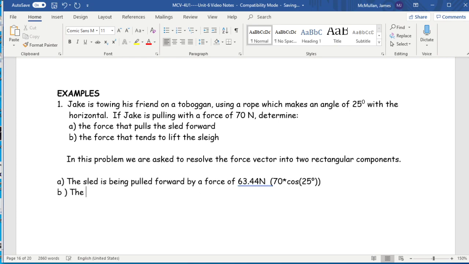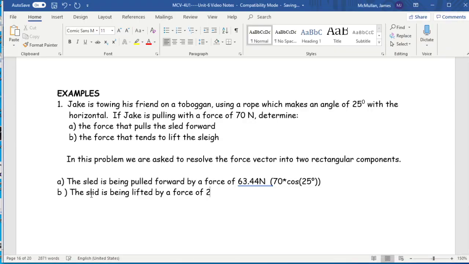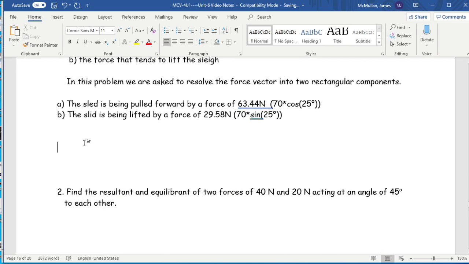And the sled is being lifted, or pulled upward, by a force of, what did we get there? 29.58 newtons. And again, how did I get that? I took the force, and this time I multiplied it by the sine of 25 instead of the cos. So again, not a difficult question to do, but just want to make sure you understand how it works and why it works this way. Okay? Again, you will get one like this or similar to this, just to make sure we've got the basics. But of course, we're going to go to places a little more difficult than that.